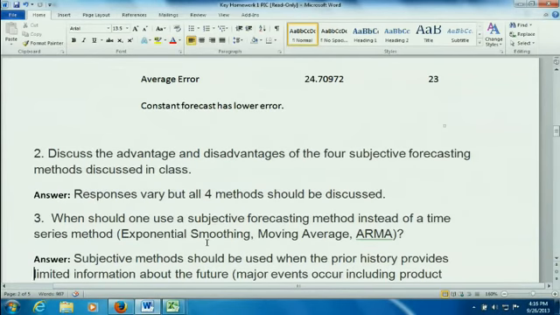Discuss the advantages and disadvantages of the subjective forecasting methods discussed in the class. And what were the four methods? They were sales force composition. Ask your sales force, each person estimates a value. What's the advantage of that? Well, your sales force may have a good understanding of their own customer, right? What's the disadvantage? They're optimistic. Salespeople are either optimistic or pessimistic, depending on which way they think makes them look better, right?